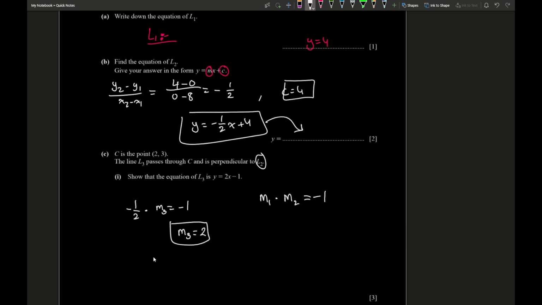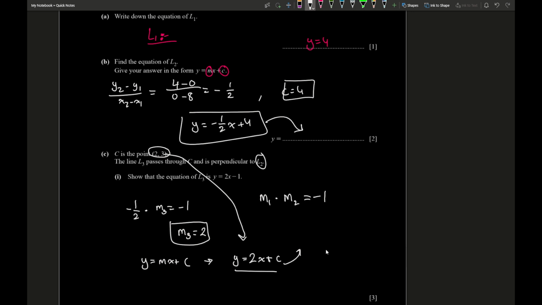Now we want to find the equation. The equation is given by y is equal to mx plus c, and we already know the gradient, so we can just write y is equal to 2x plus c. Okay, we just need to find the y-intercept c. How do we do this? Well, we're given a point that this line passes through, which is C, 2, 3. So we can substitute these values into this equation and then find the value of c.